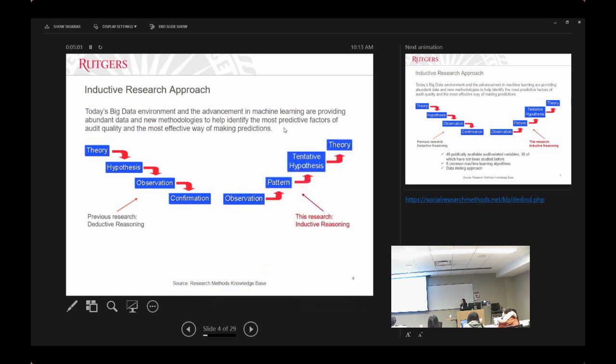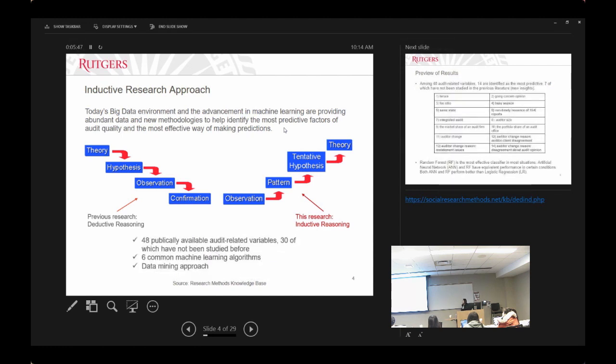However, this paper is not trying to test any theories or hypotheses. We just want to identify the variables that are most associated with audit quality. So we start with all the data that is available, use statistics to find the patterns, and get results that can be potentially useful for future research that wants to do deductive reasoning. This method is called inductive reasoning, or some people call it exploratory research. So this is the difference in terms of methodology compared to the papers that you read in this class.